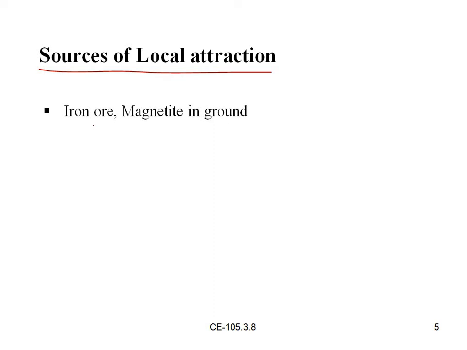So the sources which attract the local attraction are iron ore, magnetic material in the ground, okay. So iron ore, and also iron particles, telephone towers, or any electrical lines, electrical poles, okay. And coming to our personal items, a watch, a pen, a belt, a chain should not be kept near. These are all the magnetic particles which will attract.